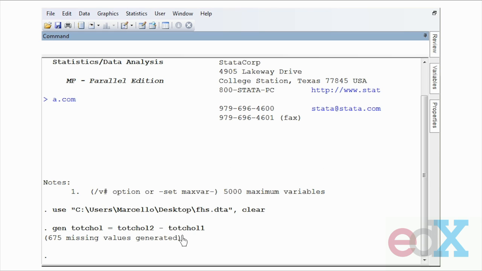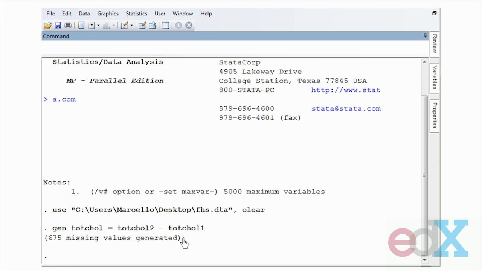So this should be of concern to us because what this is saying is that there are 675 individuals who do not have both cholesterol readings at time 2 and at time 1. And that might very well impact any sort of inference we want to make about the change in cholesterol level, because these 675 who are missing might have a very different story from the ones who are not missing. But let's move on and not worry about that right now.